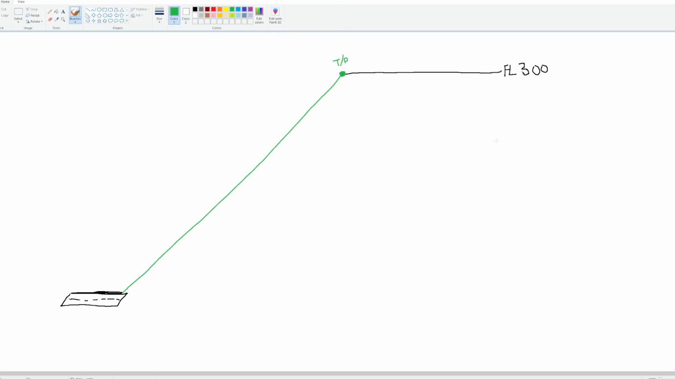This point is not fixed in space. This point is the point that VNAV calculates, okay, at this point we should start descending. But it calculates it based upon the data that we've given the VNAV. So let's try and give VNAV some data here real quick.